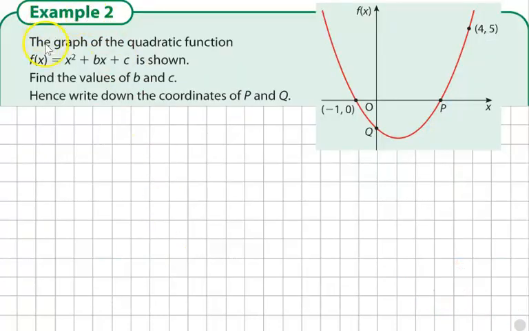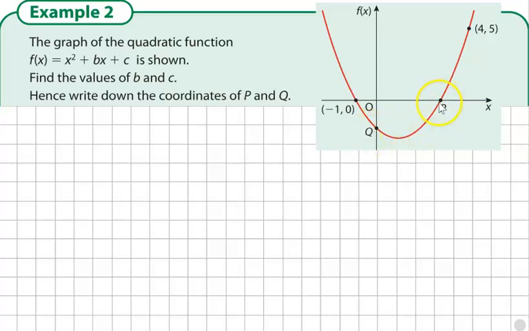Example 2. The graph of the quadratic function f of x equals x squared plus bx plus c is shown. Find the values of b and c. Hence, which means we're using what you've worked out, so using our values of b and c, write down the coordinates of P and Q. So point P and point Q.